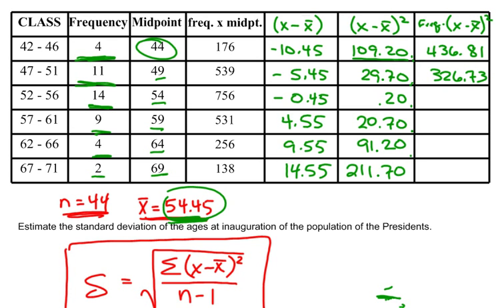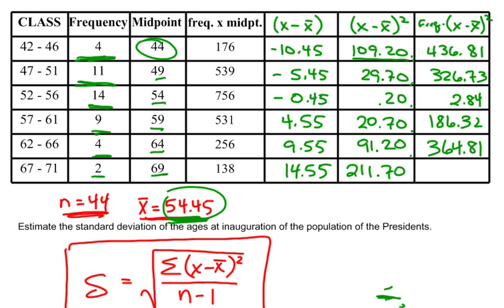The next number is 0.20, and we're going to multiply that by 14. Again, that was rounded off to 0.20, but this gives us 2.84. The next one, 20.70 times 9 is going to give us 186.32 as a rounded value. The rounded value of 91.20 times 4 is going to give us, again, 364.81.